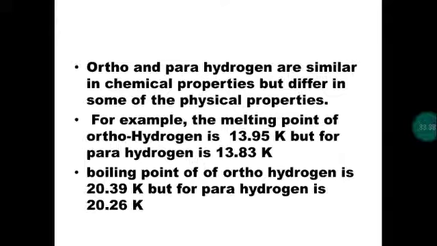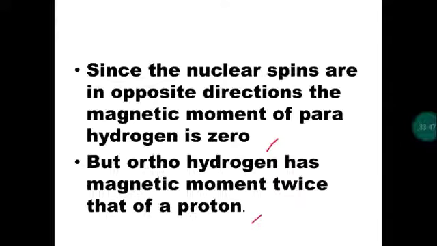When we observe the properties of ortho and parahydrogen, the chemical properties are similar, but there is a slight difference in physical properties like melting point and boiling point. The magnetic moment of parahydrogen is 0 because the nuclei of the hydrogen atoms are spinning in opposite directions. But for orthohydrogen, the magnetic moment value will be twice that of a single hydrogen, that means twice that of a proton.